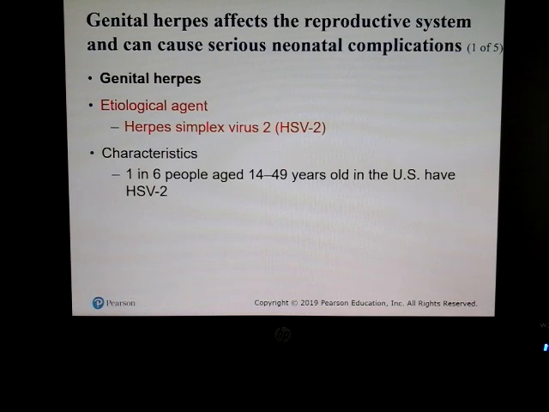So we'll start out talking about genital herpes. Please know for your test, guys, that the agent that causes the majority, not all, but the majority of genital herpes is herpes simplex 2, or HSV2. Again, this is what causes genital herpes. So it's estimated that 1 in 6 people aged 14 to 49 have HSV2.